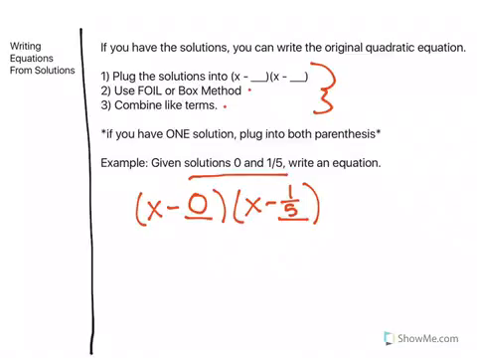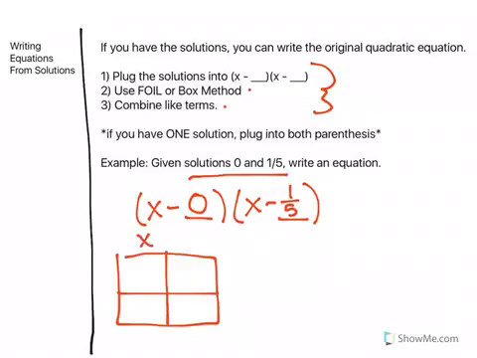So now we're just going to use FOIL or the box method. You guys all know I prefer the box method, so I'm going to do that over here. We get x times x minus 0, sorry, not times, over here, and x minus 1/5 over here. Here we get x squared, here we get negative 1/5 x, and x times 0 is 0, negative 1/5 times 0 is also 0.